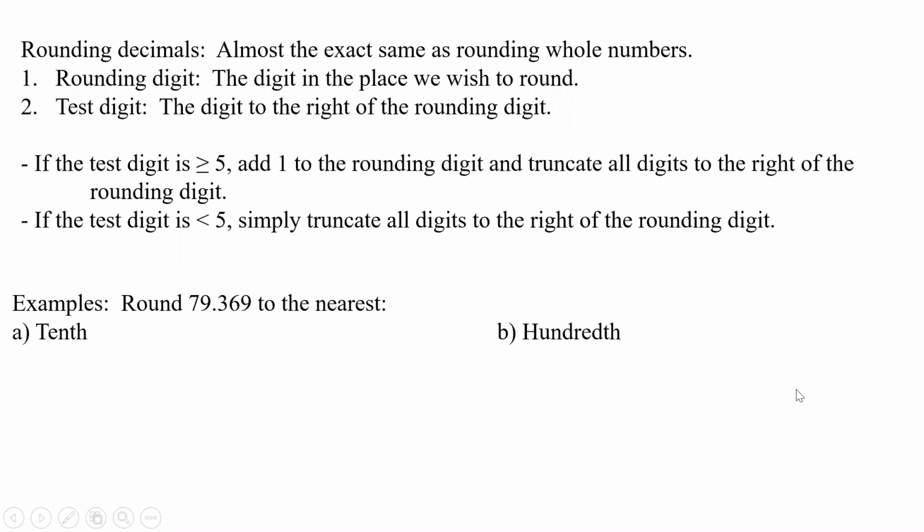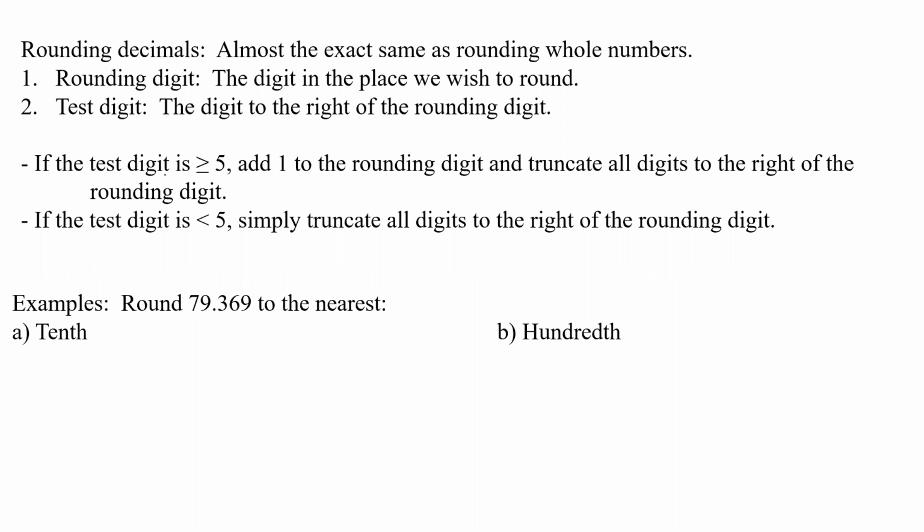All right, so rounding decimals. This is basically going to work exactly the same as rounding whole numbers, except we're going to have a decimal piece there, and we're going to actually get to just drop things at the end. So we're still going to have our rounding digit, which is the digit we wish to round to. Maybe we go around to the 10th or the 100th or the 1000th or whatever position. And then we have the test digit, which is the digit to the right of the rounding digit.